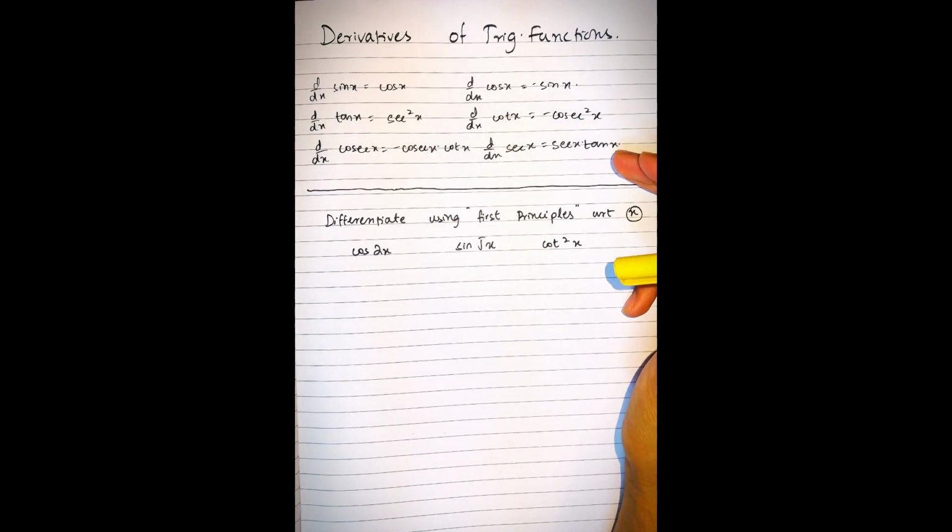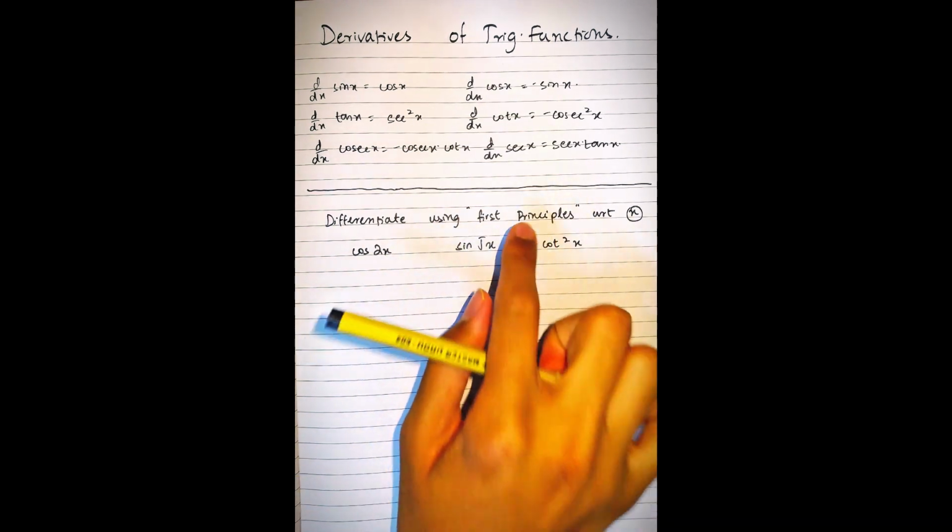And secondly, don't worry about the proofs. I will upload the proofs of all of these results. These are actually the results, these are actually the theorems. I will upload all of the theorems separately in other videos, but for now we have to differentiate using the first principle method.